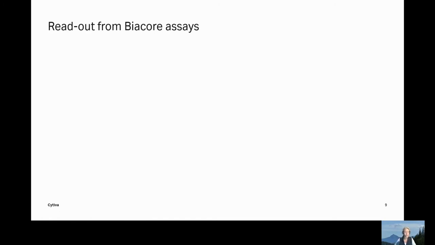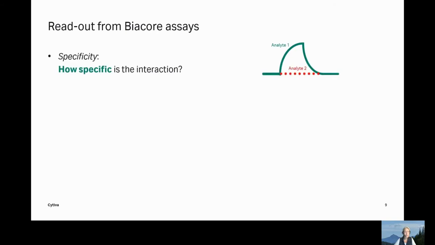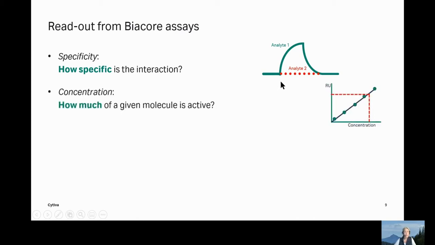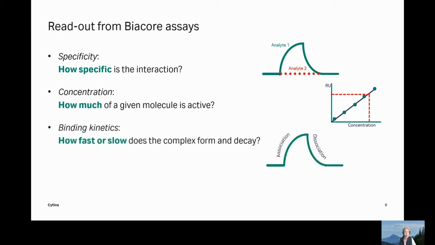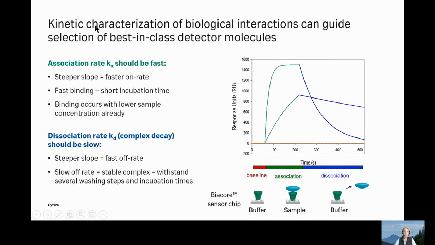There are several readouts possible from Biacore assays. Specificity: how specific is the interaction for one or the other analyte, which you will recognize if there's a binding response or not. Concentration: how much of a given molecule is active, because only the functional molecules show the respective binding. And binding kinetics can be determined. How fast or slow does the complex form or decay? Such a kinetic characterization of biological interactions can guide the selection of best-in-class detector molecules.